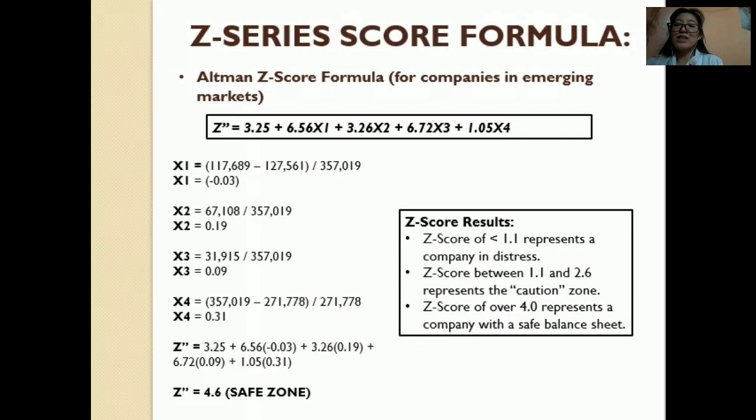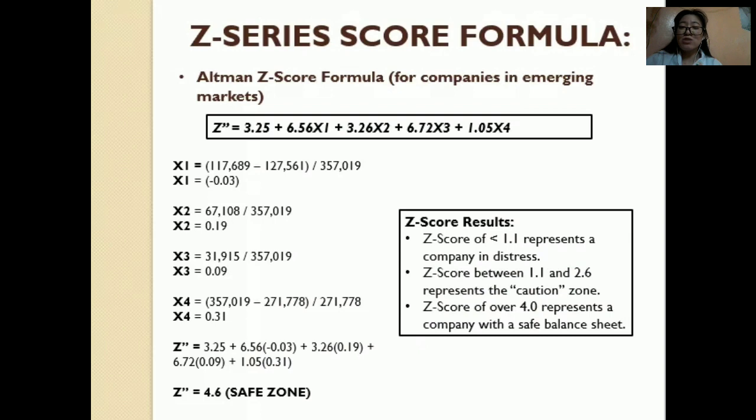To get the value of X1, you need to divide the working capital to the total asset. So to solve for the working capital, you need to subtract the total current asset, which is 117.8 thousand, minus the total current liability, which is 127.6 thousand, divided by the total asset, which is 357,000. So the value of X1 is negative 0.03.